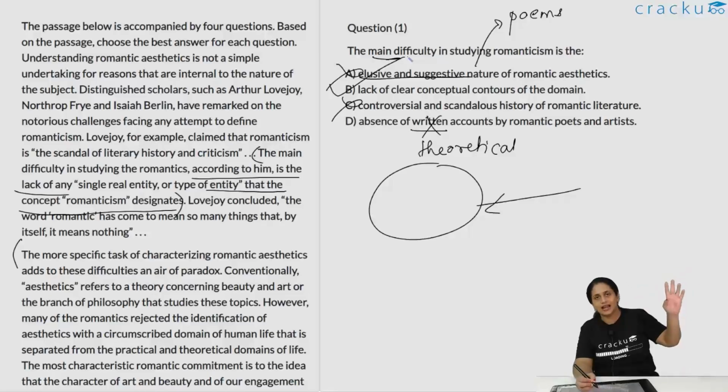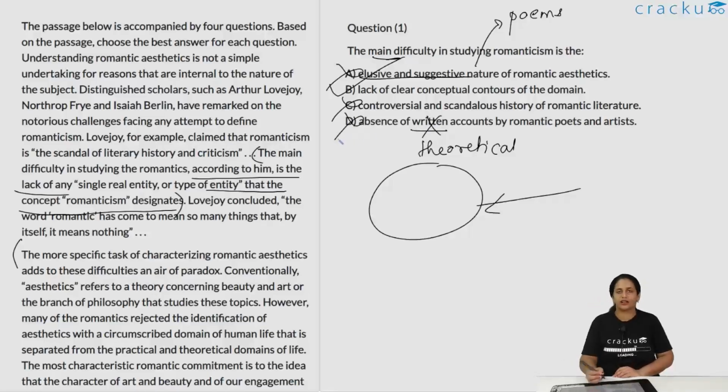First difficulty is the idea is not properly defined. Second difficulty is aestheticism and romanticism are at odds with each other. The third difficulty is that there are no theoretical accounts. So it's not written accounts, it's theoretical accounts. Poems are also written down, but poems are not like essays. The author says that you need essays to study a topic, and that is missing.